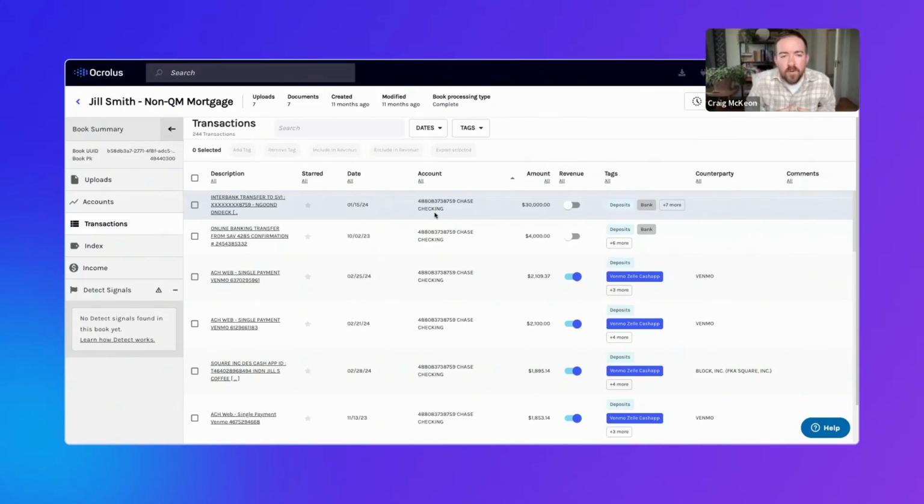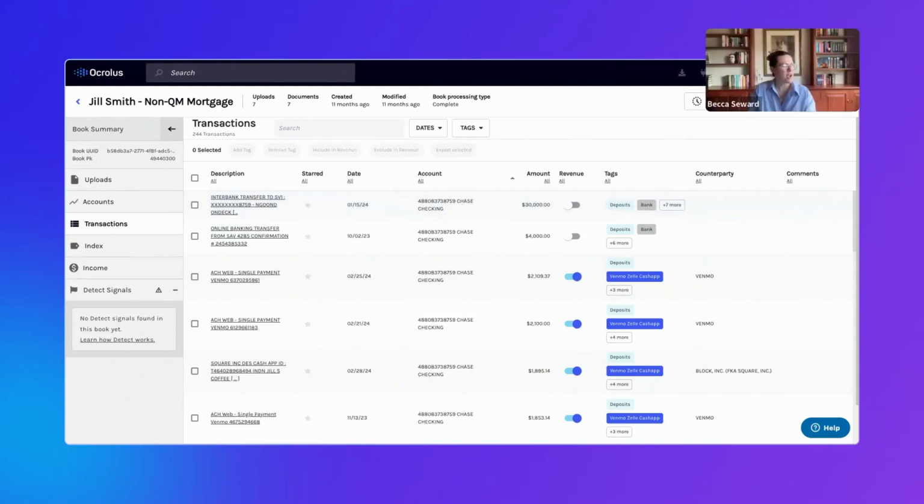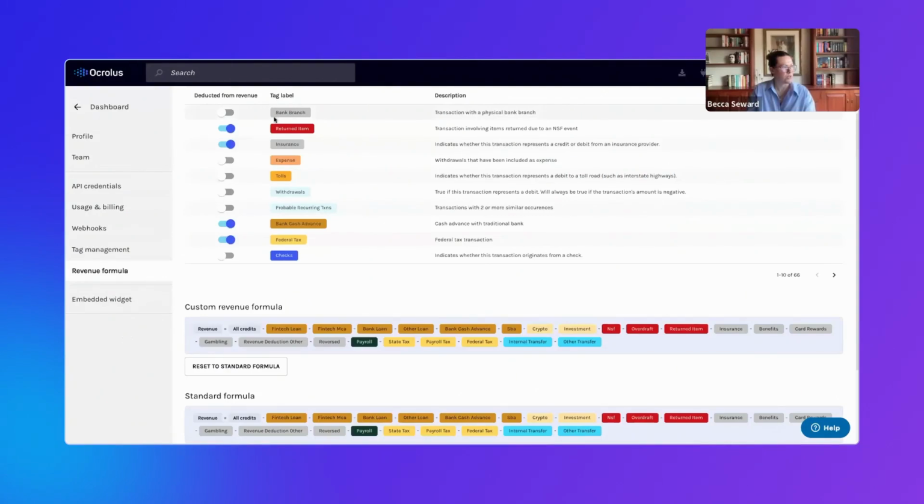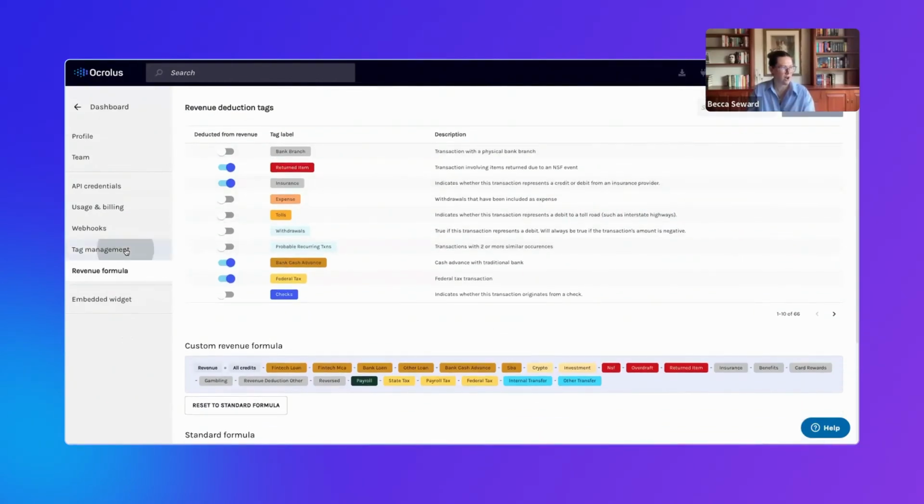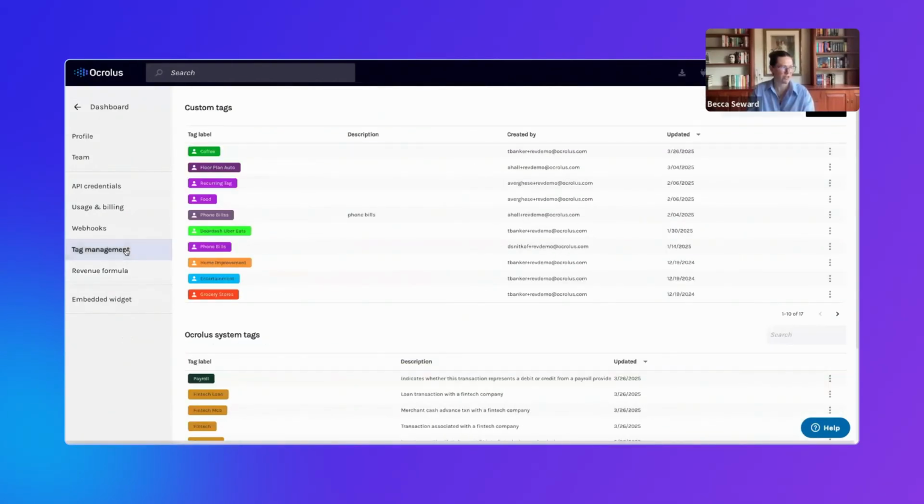Excellent. For tags that would be happening that aren't within the system that we want to create net new, could you just show the tag management screen on what that looks like? Yeah, of course. So here we have the revenue formula screen. I'll navigate to tag management as well.